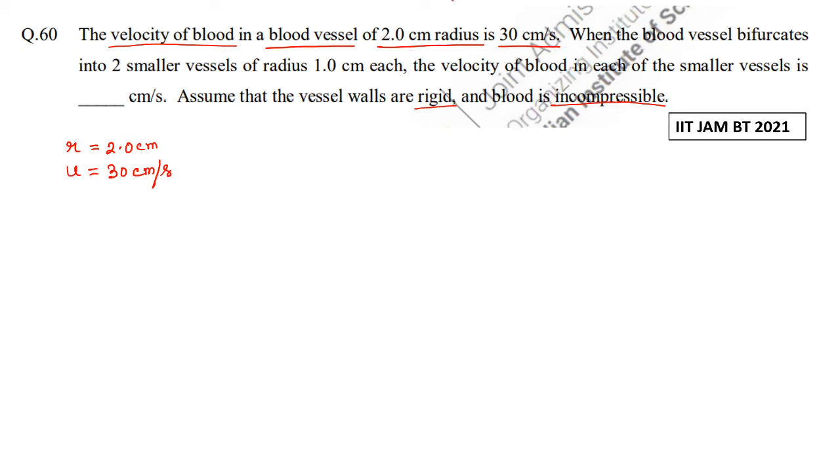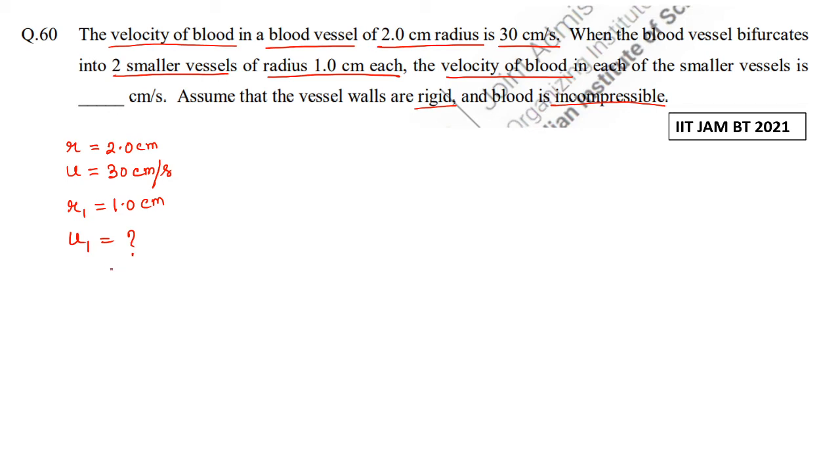Now, after that, the blood vessel bifurcates into two smaller vessels of radius 1.0 centimeter each. Okay, so let us take it as R1. So R1 equals 1.0 centimeter, and the velocity of blood in each of the smaller vessels we need to find. That means we need to find u1. We don't know u1.